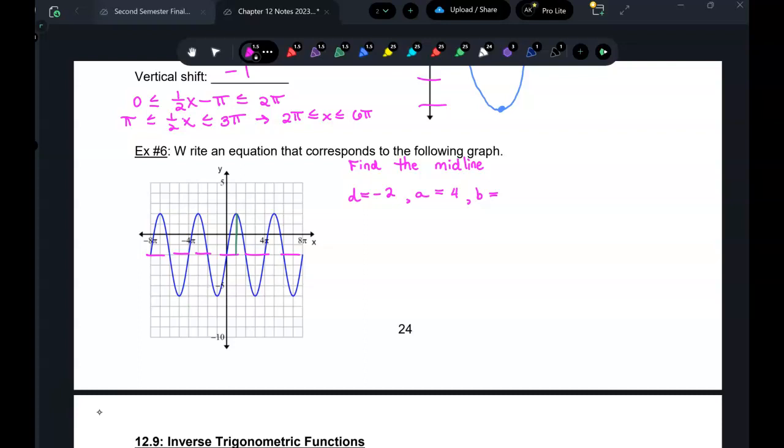4 pi. Okay, if the period is 4 pi, what does B have to be? 4. Now you're just guessing. 2 pi over B has to be equal to 4 pi. So B is... don't look at the board then.